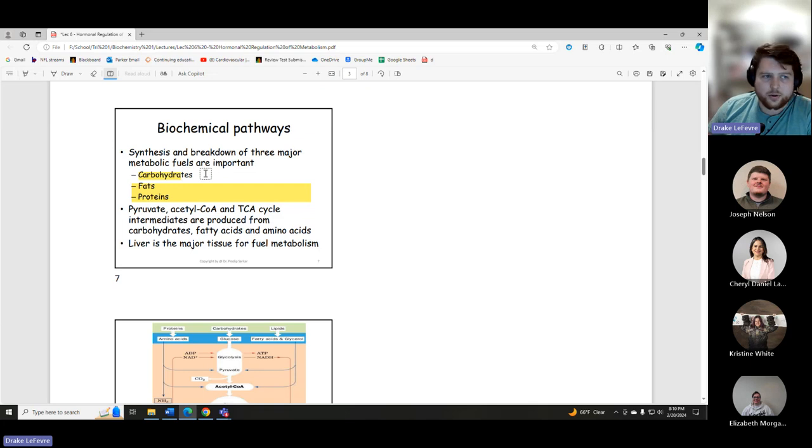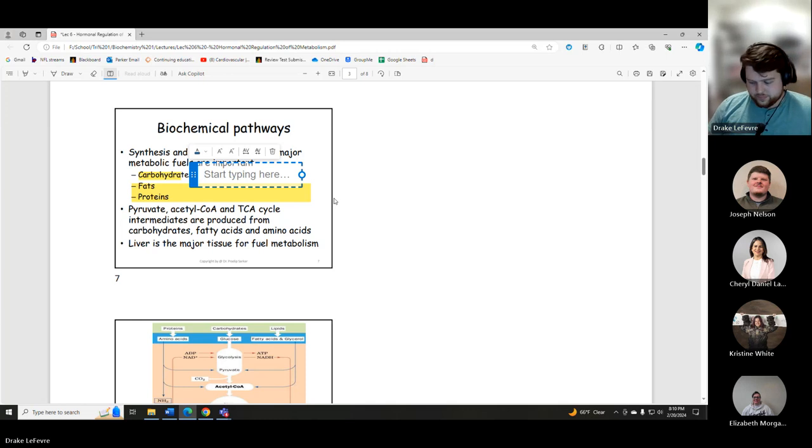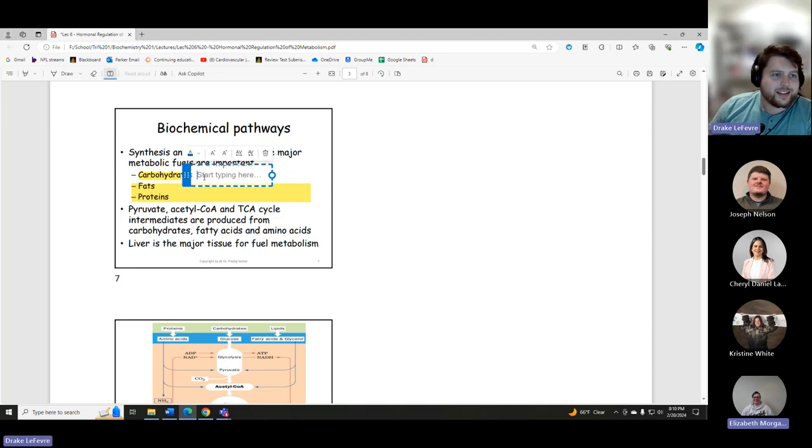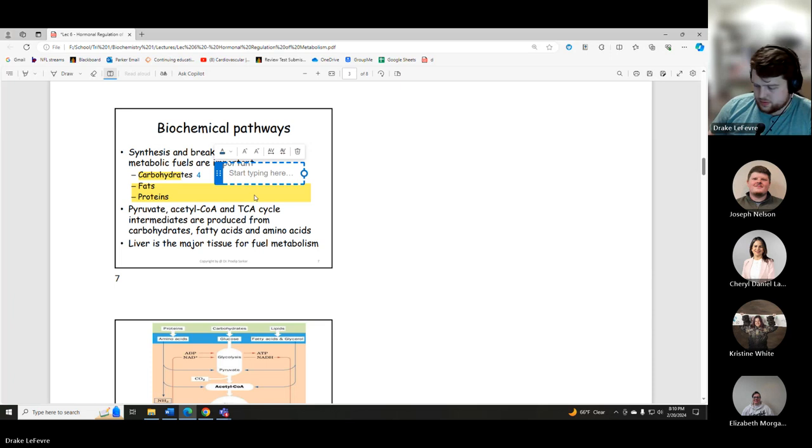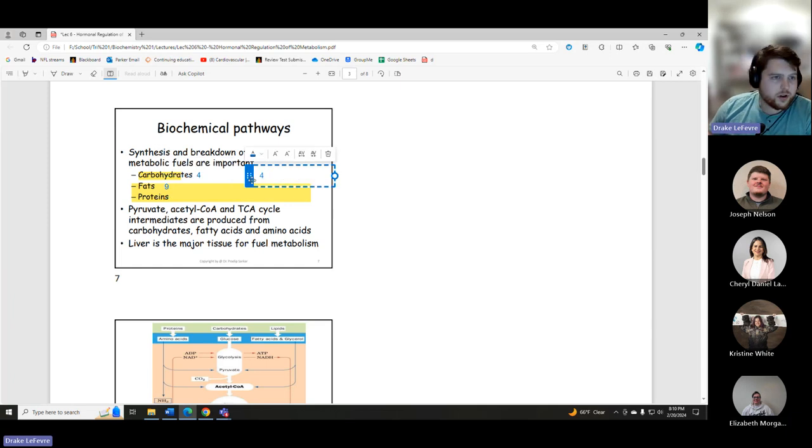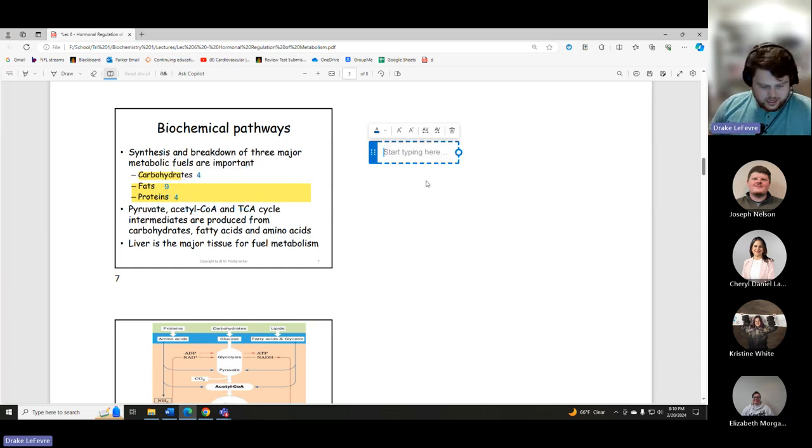Do you remember calorie wise, how many calories are there in one carbohydrate? Four. That is correct. There's four. What about fats? Fats and proteins, I don't remember. Fats have 9. Proteins also have 4. And then another one that you should know, alcohols have 7.